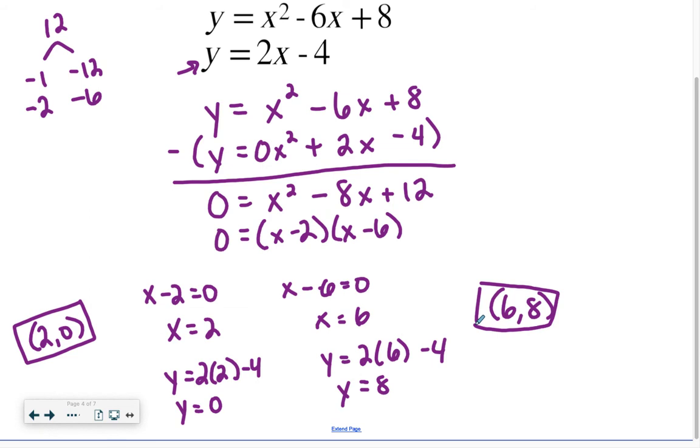Okay, so first I rewrote it so things were stacked on top of each other. I subtracted to get rid of my y value, and then I factored in order to get my solution. Sometimes you'll factor, sometimes you will not factor, but you will use a square root to solve, or you'll use the quadratic formula to solve. But usually, or like in this example, I was able to just factor.